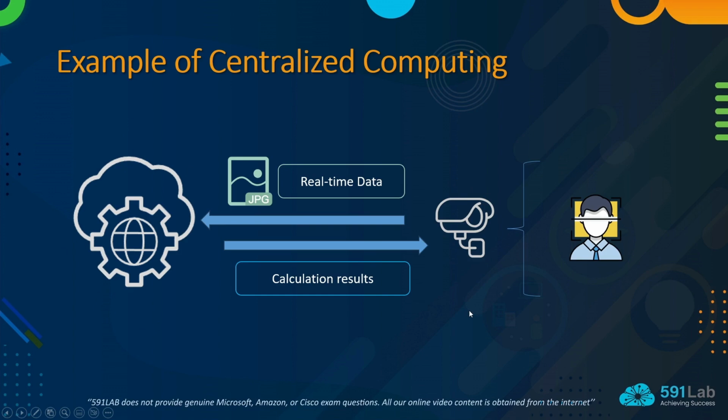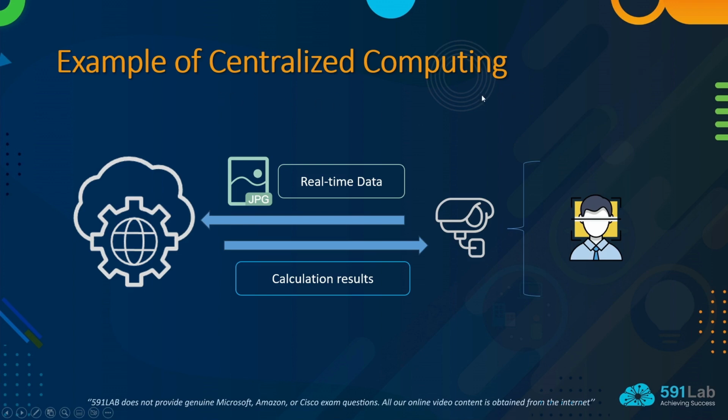So when we want to identify some human face, the camera will snap the human face as a JPG file or image file. The real-time data will be sent to the data center, and then the data center runs AI models, and the calculation results will return back to the camera, and then the camera sends some alert or takes other actions.